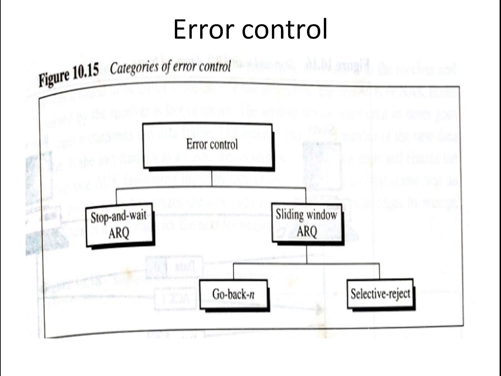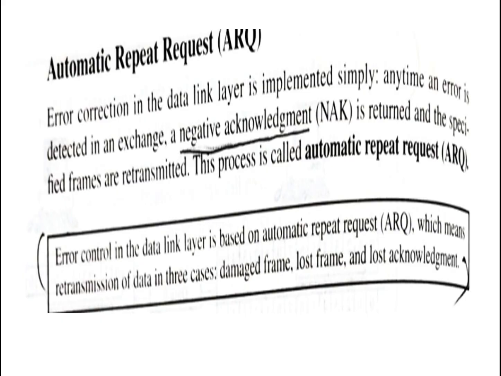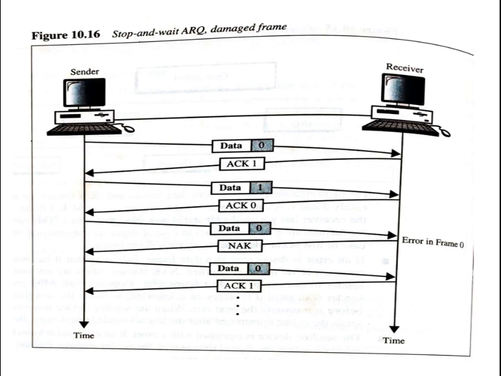For error control, the methods are stop and wait ARQ, sliding window ARQ, go back N and selective reject. ARQ stands for automatic repeat request, because when a negative acknowledgement comes in, the data is automatically resent. For example, in stop and wait ARQ, data is sent, and a negative acknowledgement comes for the third frame. The error is in frame 0, so again the data for frame 0 will be sent.